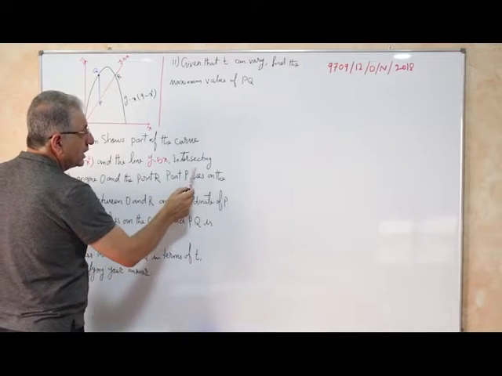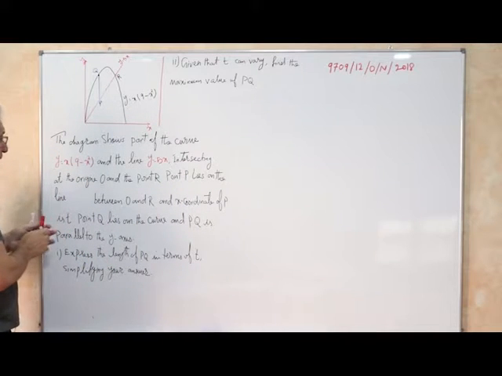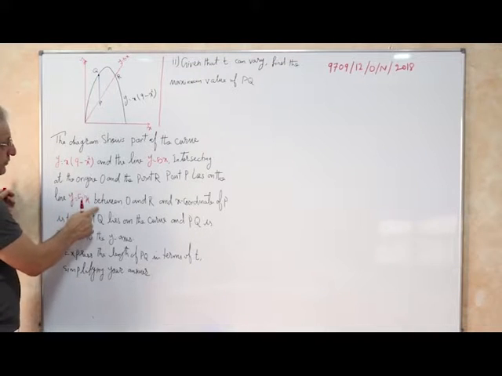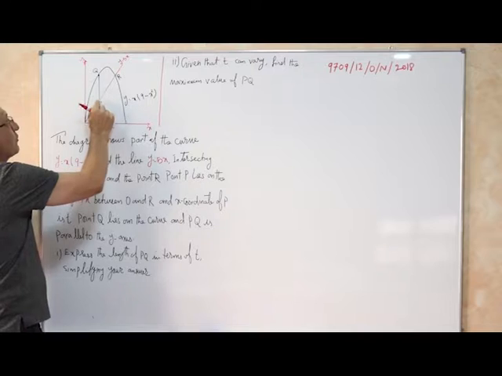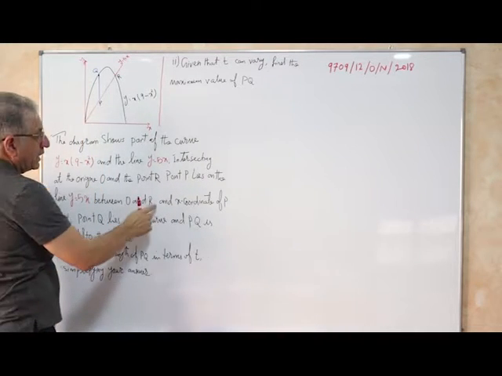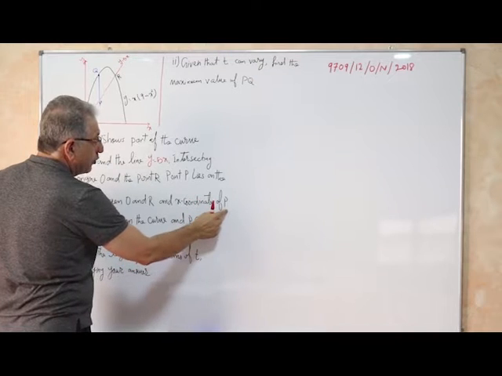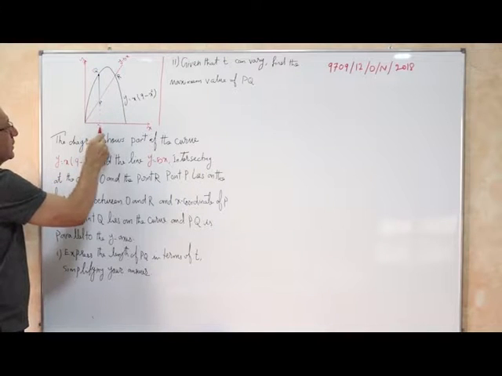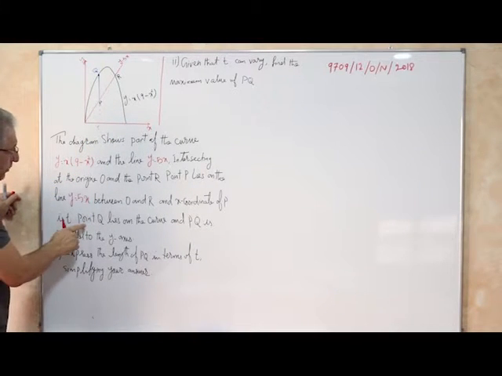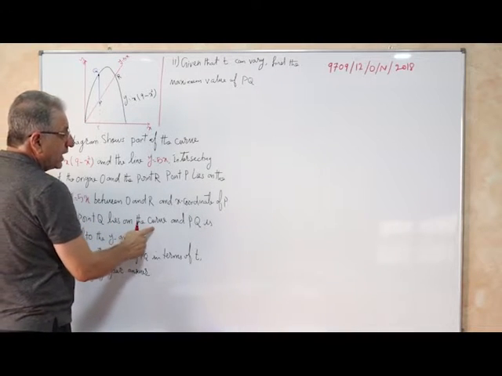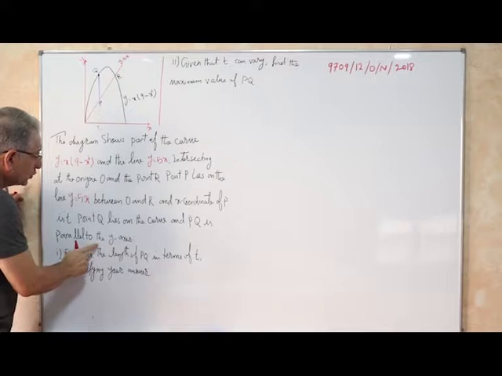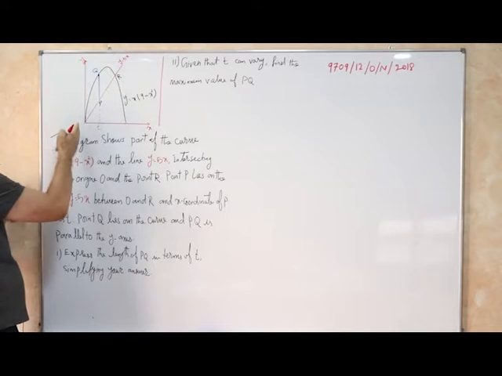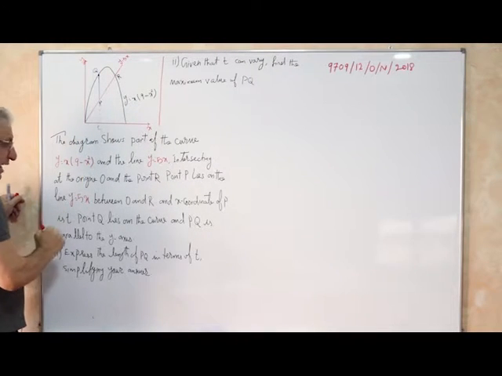The point P lies on the line y equals 5x between O and R, here between these two. Therefore, P is a point between these two, and the x coordinate of the point P is t. Therefore, the x coordinate here we are assuming is t. Point Q lies on the curve and PQ is parallel to the y-axis. Therefore, the x coordinate of Q also will be t because it's parallel to the y-axis. Therefore, the x coordinate of P and Q is the same.